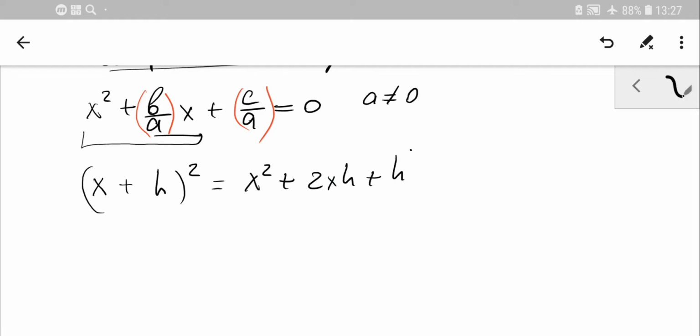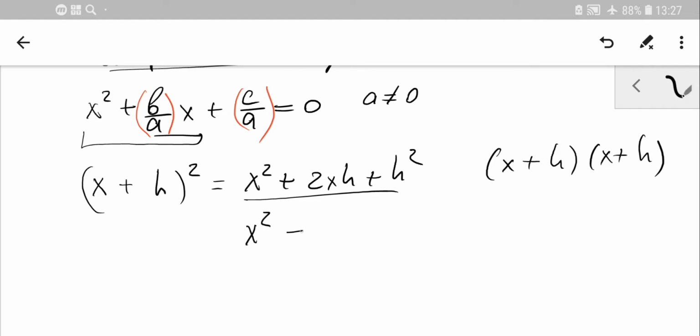2xh plus h squared. That's how the formula works. If you don't remember why it's so, just try to take x plus h and multiply it by itself, x plus h. That's how it works. After some simplification, you'll arrive there. Now I'm just going to take this structure and compare it with what we have.